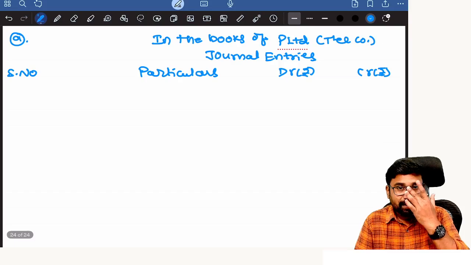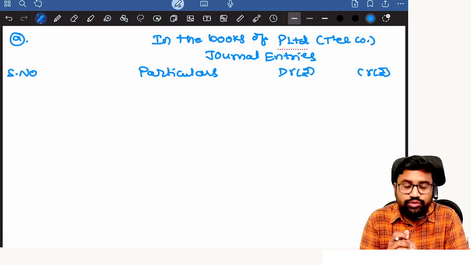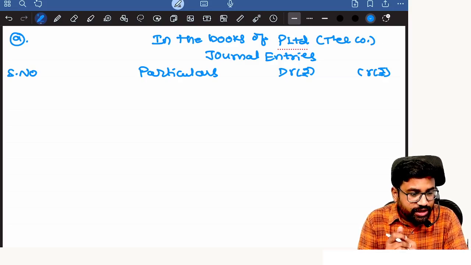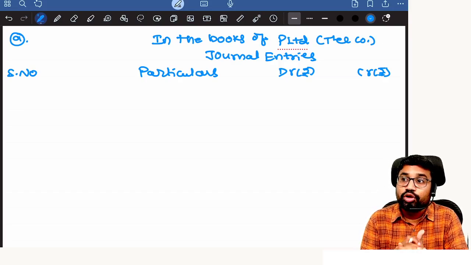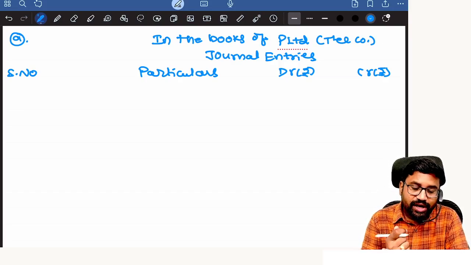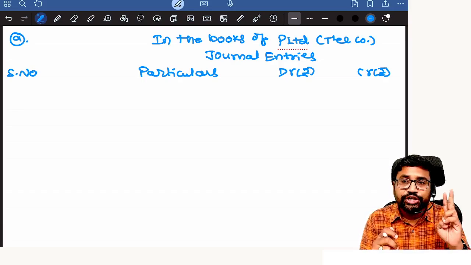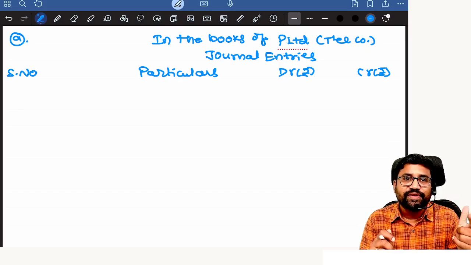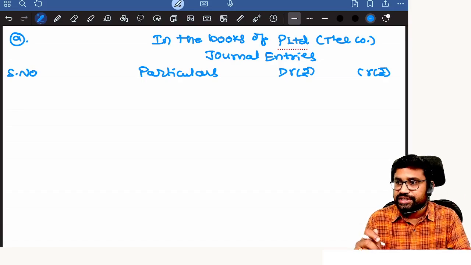Now, sir, in this case, will you start writing the amalgamation entries directly? No. Before amalgamation, both the companies have done certain things. We are writing entries in the books of P Limited. So P Limited also needs to do two things. One is revaluation of assets. Second one is equity dividend. So first you need to write those entries.